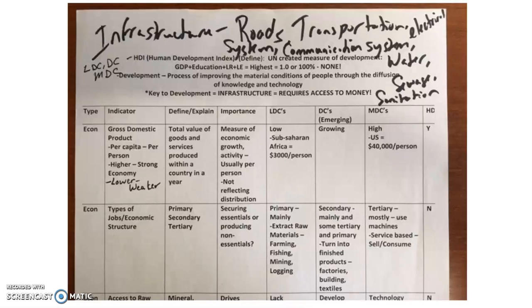Next is tertiary. Tertiary is service-based. They don't need secondary or primary because they're mostly using machines for that in an MDC. Like in commercial agriculture, they have mostly machines. Even in manufacturing, they have mostly machines and robots doing those jobs. So most people's jobs are in the service base. They sell to consume, like a doctor, lawyer, teacher, retail person. All of that is in the tertiary sector. And no, it is not part of the HDI.